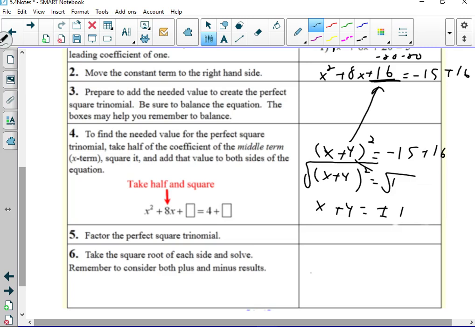We're going to subtract 4, so x plus 4 equals positive 1, and x plus 4 equals negative 1. Now we just subtract 4. So x is negative 3, and x is negative 5. Those are our 2 answers.